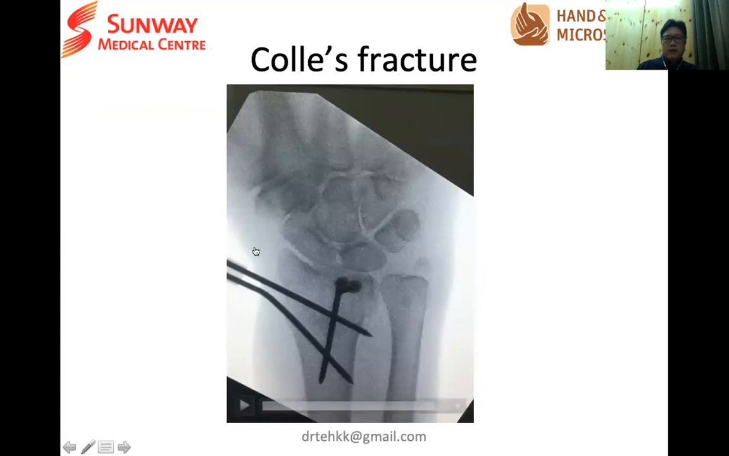So this is a very unstable wrist fracture. Distal radius with ulnar styloid. By just putting 4 pins like that, this can be done under local anesthesia. So if you have old ladies with multiple medical problems who may not tolerate GA very well, and you don't want to put a plate, you can just put 4 pins like that.